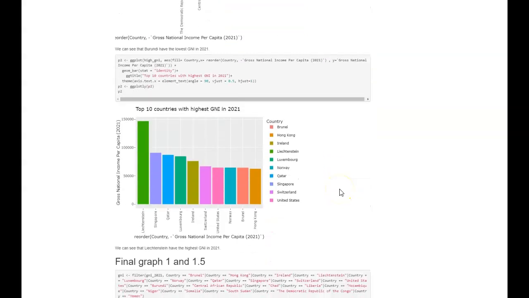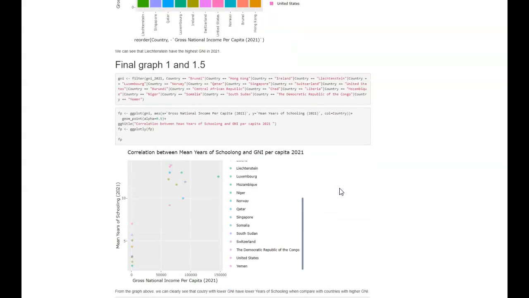The next graph has the top 10 countries with the highest GNI in 2021. These countries are smaller in size compared with other countries, with Liechtenstein being the country with the highest GNI.